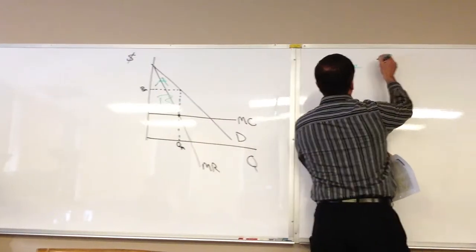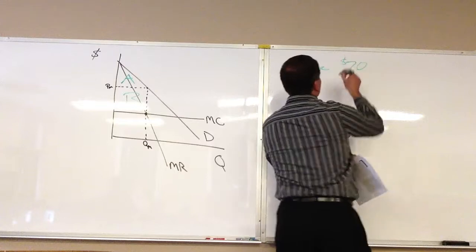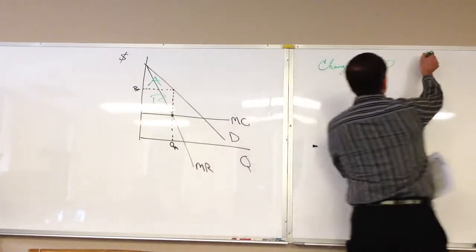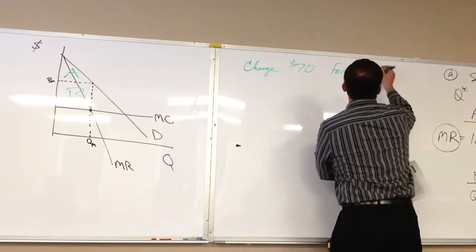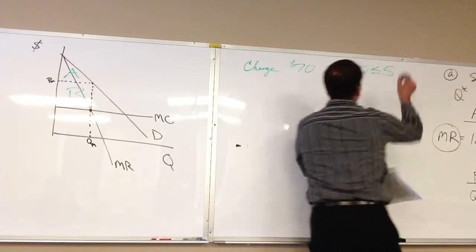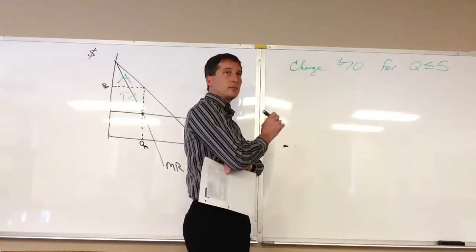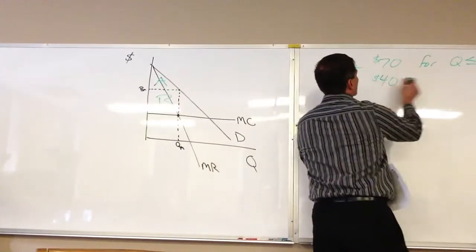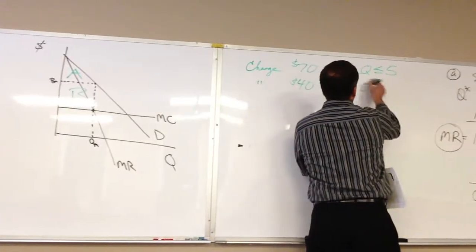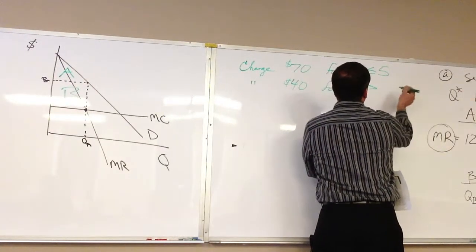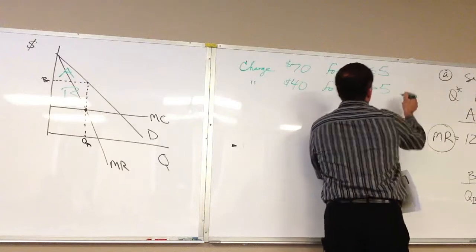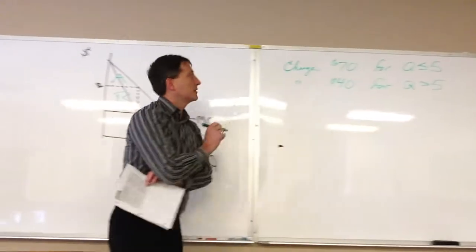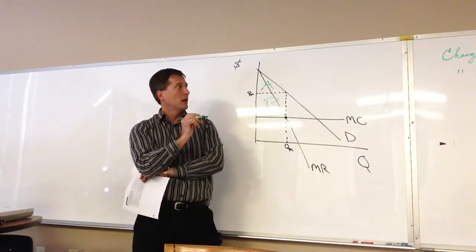So charge 70 for what? Okay. And 40 for quantities greater than 5 and less than 10. And less than 10. All right, now we'll just leave it greater than 5. So, all right.